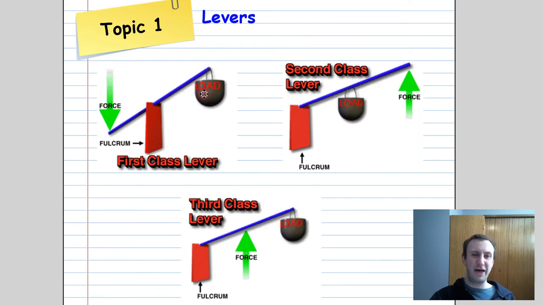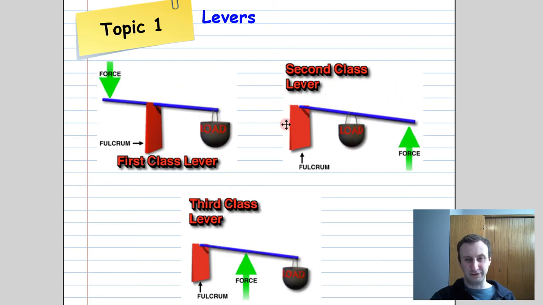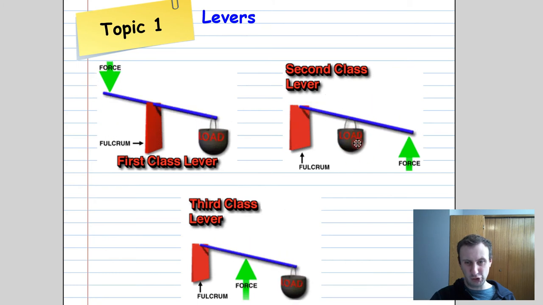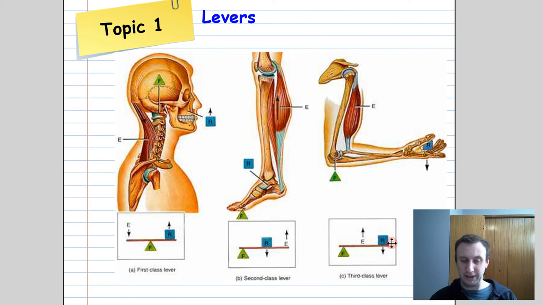I justify that the load is first here because the fulcrum is not on an end, so it can't be first. So therefore, it's first class. Second class, I still started with the fulcrum, so 1, 2. Load is at 2. Third class, I still started with the fulcrum, 1, 2, 3. So that's a third class lever. That's how I think about it. You can think about it however you'd like.